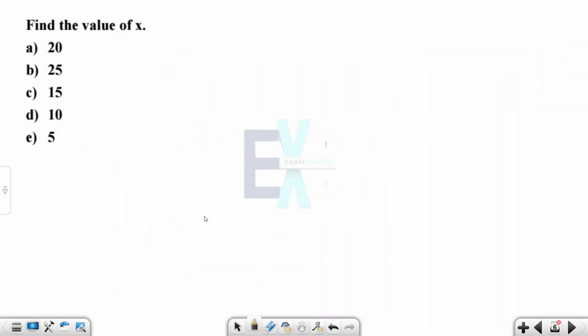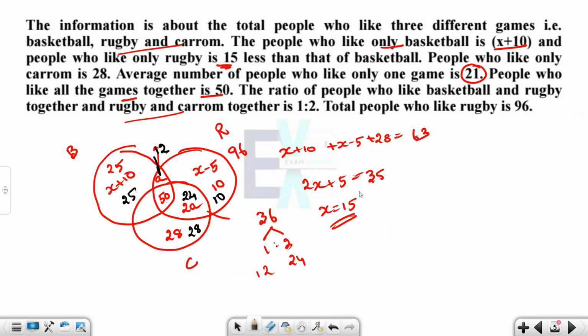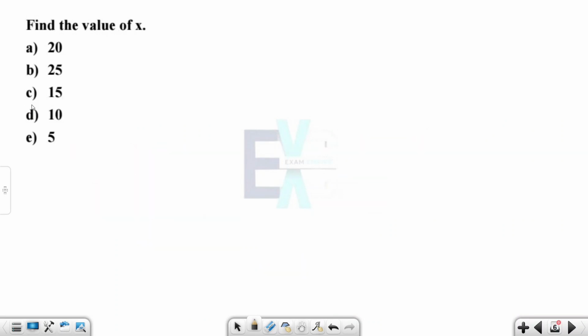Then next, find the value of x. See, what is the value of x? Value of x is 15. The answer for this one is 15.